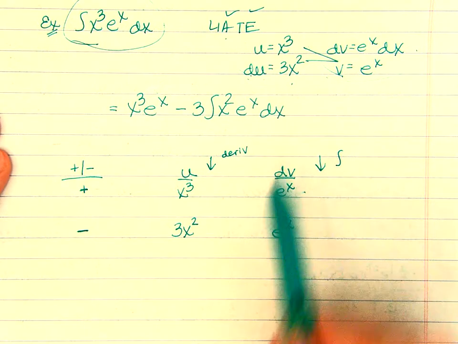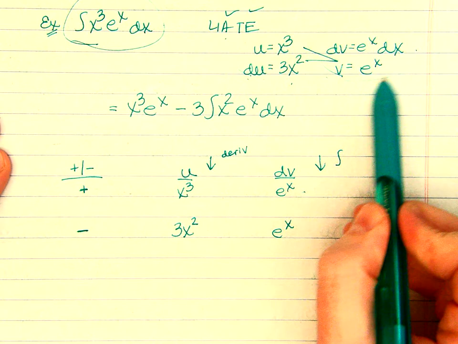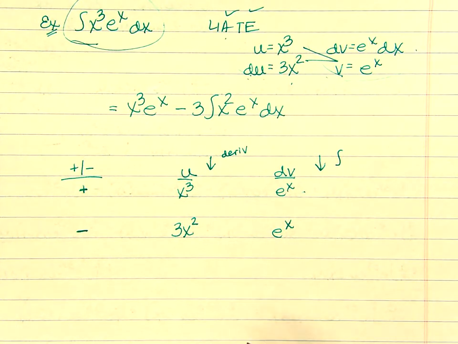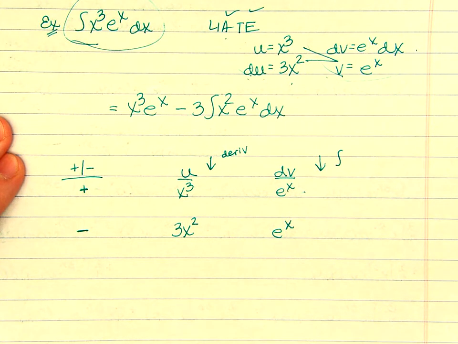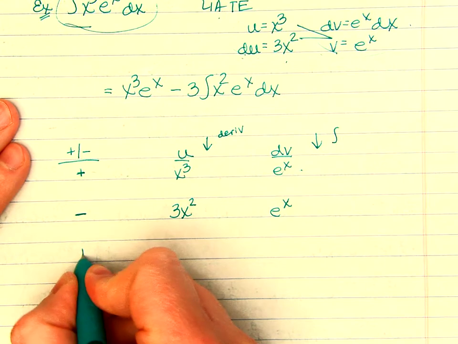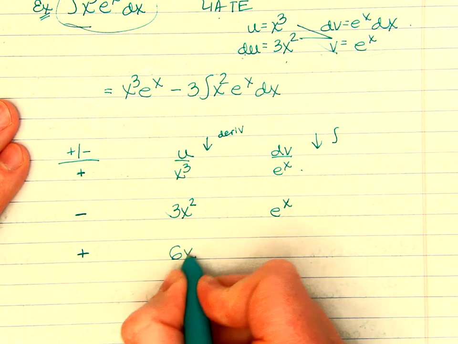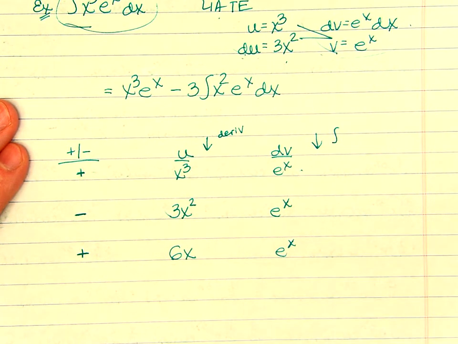But the whole point is that what was my du over here and my v over here will now become my u and dv in my new problem, and I'm just going to continue doing things. I'm going to continue doing derivatives until I can't anymore, and I'm going to continue doing integrals until I run into a problem with the derivatives. My next row is going to be plus. It's going to be the derivative of 3x squared, which is 6x. Over here, the integral of e to the x, e to the x.